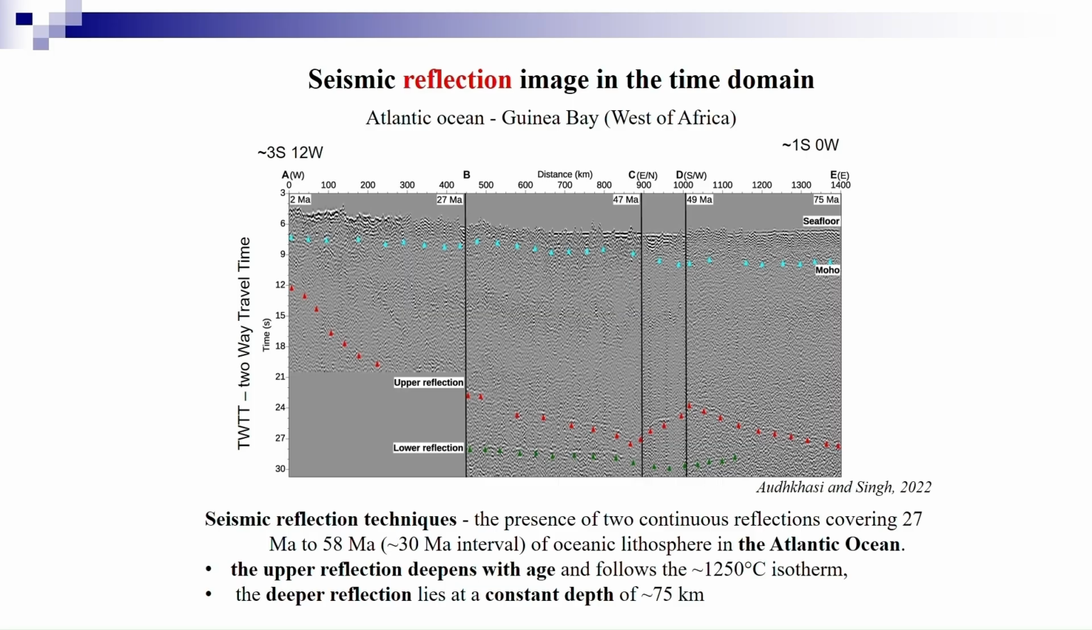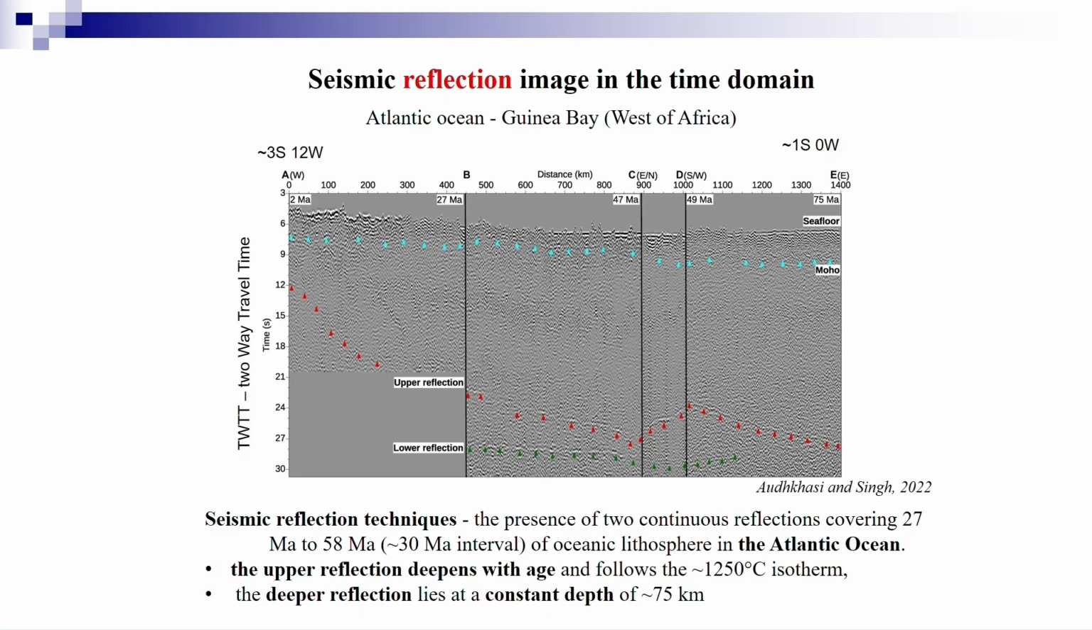The LAB can also be imaged by seismic reflection techniques of controlled source seismics. The presence of two continuous reflections covering an approximately 300 million years interval of the old oceanic lithosphere was imaged in the Atlantic Ocean. The upper reflector, red, follows the 1250 degrees isotherm. The deeper reflector, green, lies at a constant depth of approximately 75 kilometers.